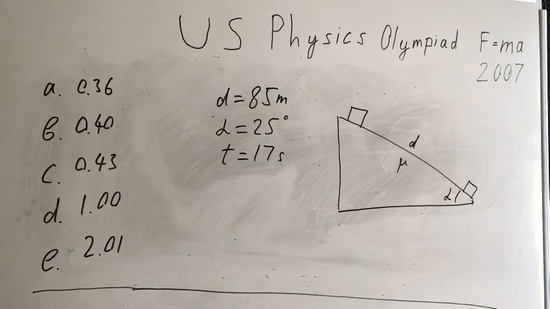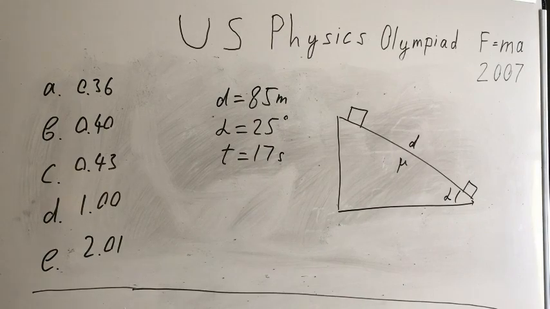Problem number 26. A sled loaded with children starts from rest and slides down a snowy incline at 25 degrees with respect to the horizontal, traveling 85 meters in 17 seconds. Ignore air resistance. What is the coefficient of kinetic friction between the sled and the slope?